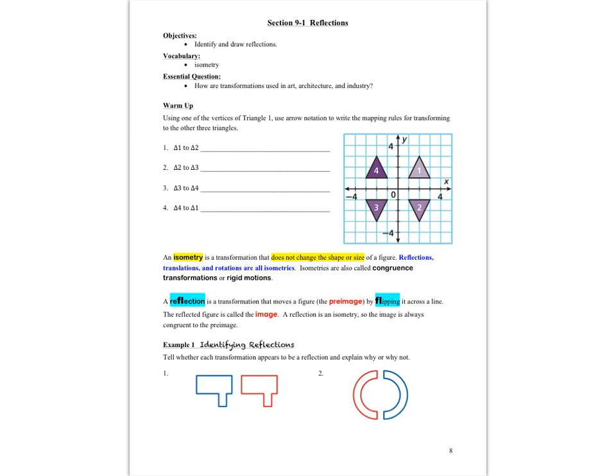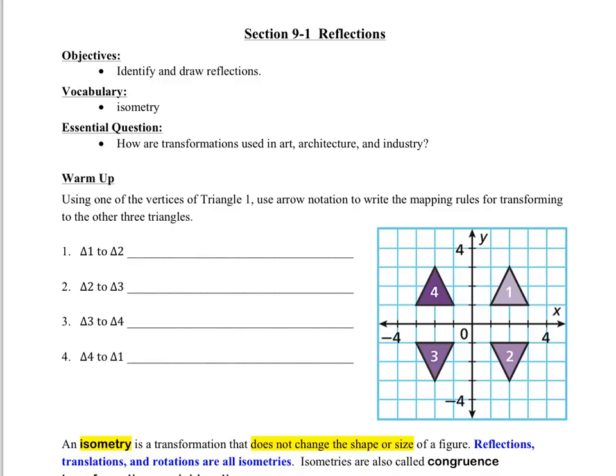We are going to be talking in more detail about reflections, which is one of the isometries or rigid transformations that we learned about in the previous section. Our objective is to identify and draw reflections. Our vocabulary is isometry, and I just talked about that. It is a transformation that does not change the shape or size of an object or an image.